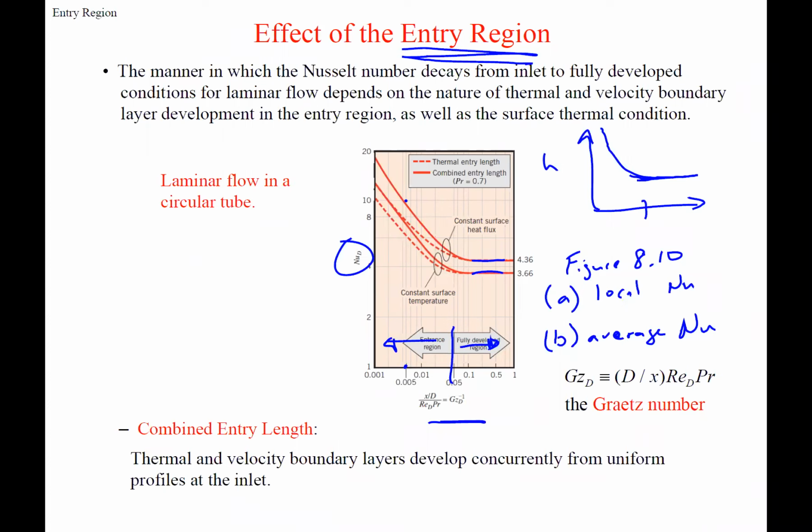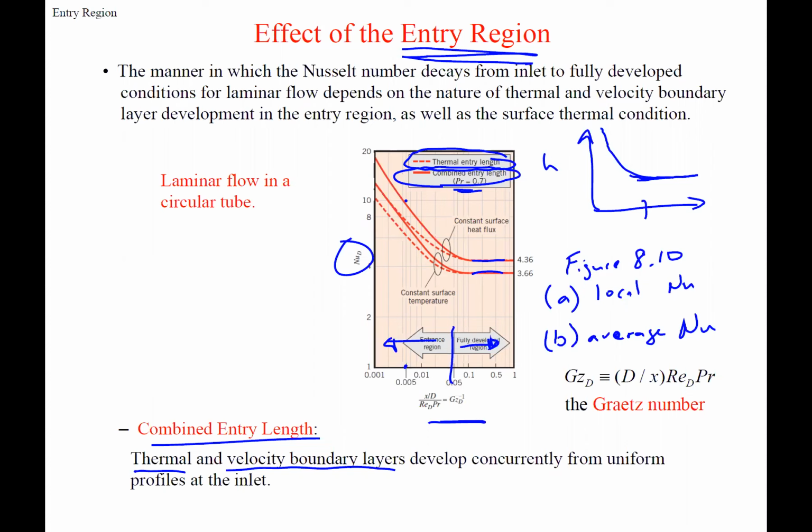The one thing that's on here is that we have this combined entry length and this thermal entry length. The combined is if the thermal and velocity boundary layers are developing at the same time. So we have a tube, the inlet temperature is uniform, the velocity is uniform, and they're developing at the same time. So let's say we have a Prandtl number near 1, or 0.7 in this case, with the solid lines.